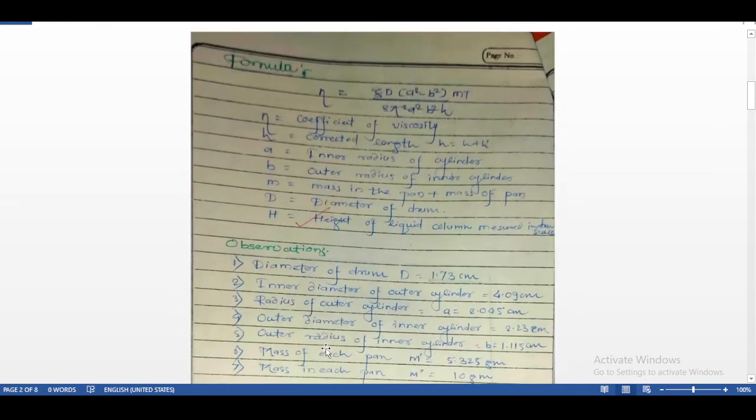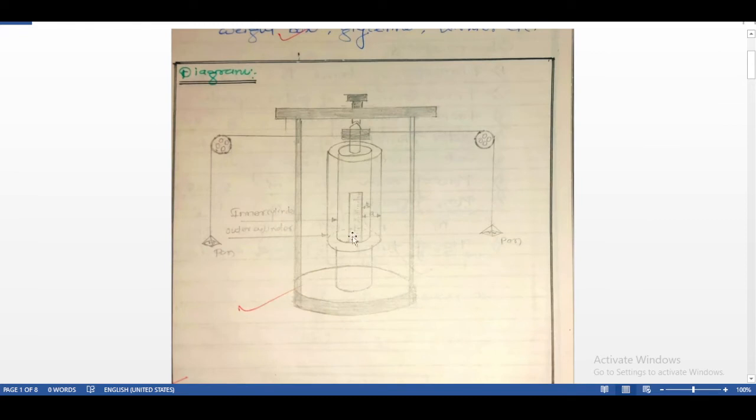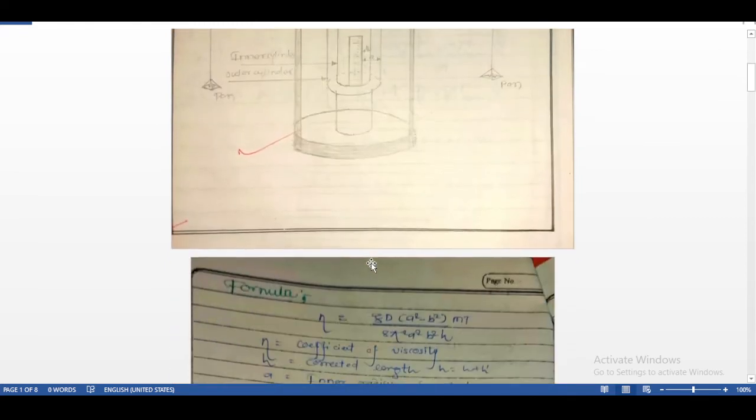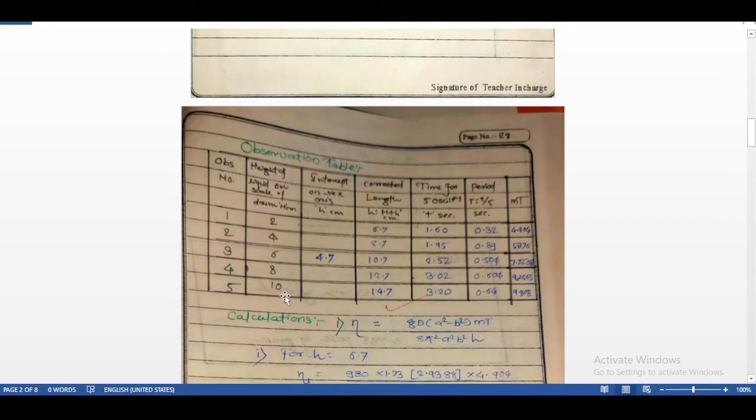First column: height of the liquid on the scale of the drum, h in centimeters. It is the drum scale, as I told you, showing the height of the liquid. Now you can vary this height of the liquid, starting from 2, 4, 6, 8, 10 and so on. The intercept on the axis, h centimeter, while plotting the graph of mt against h, we get this much intercept on the negative x axis.